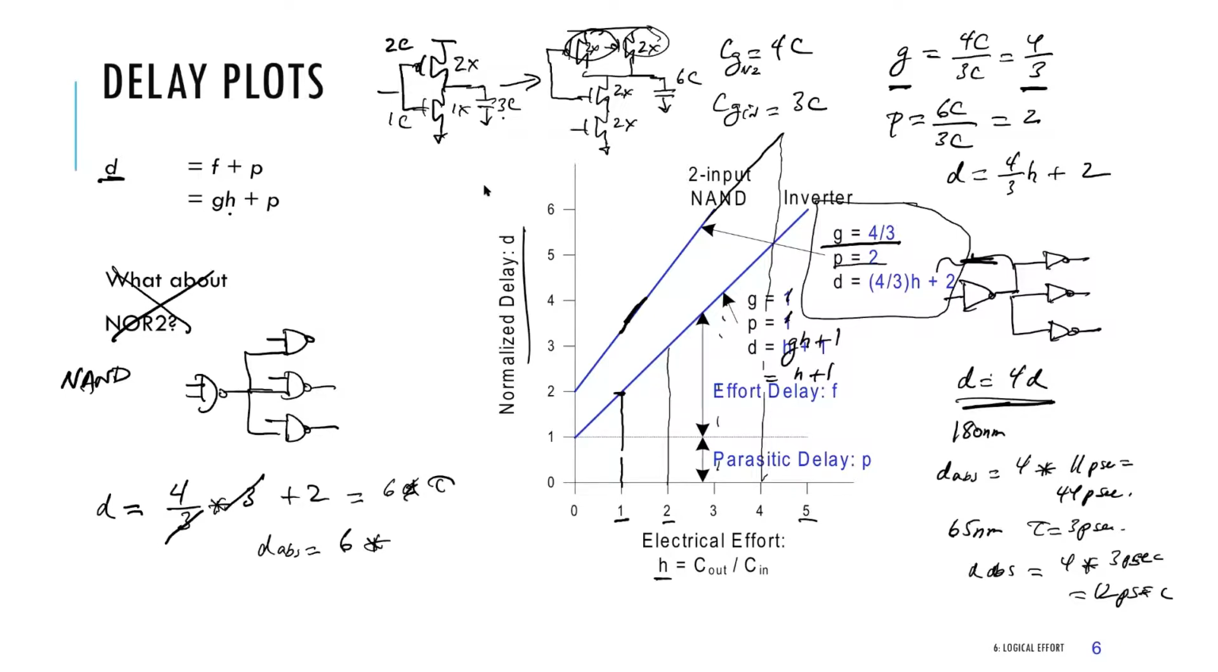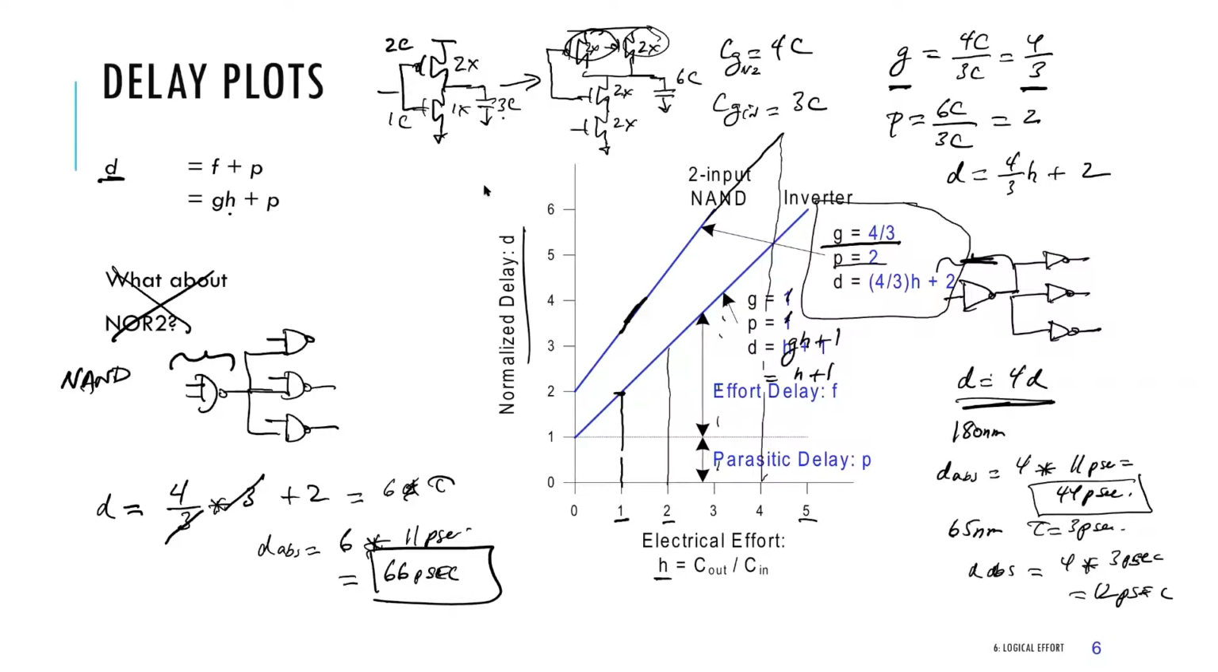We end up with 6 times 11 picoseconds, or 66 picoseconds. And we're going to compare that to our 44 picoseconds for our inverter delay. So basically, a NAND gate stage will have a bigger delay than an inverter stage, even when it's appropriately sized.